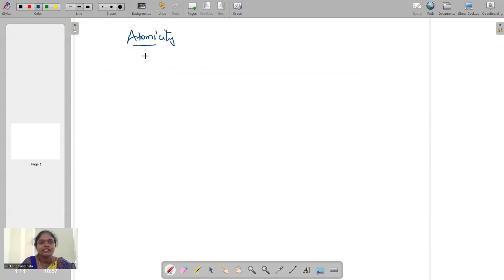What do we mean by atomicity? Atomicity deals only with atomic operations, which means that a single operation, a single transaction, should be executed either completely or it should be removed. So let us take one example. Here we have person A and person B, with respect to a bank application.